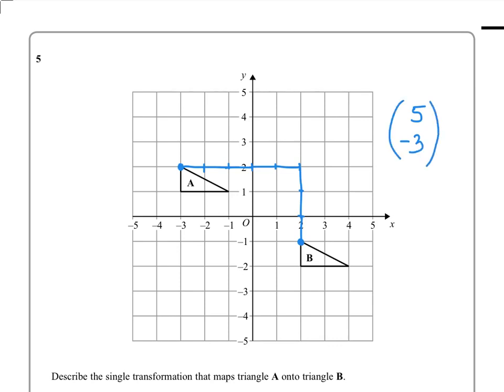Now that's what you'd put down as your answer. You'd say triangle A is translated by the vector 5 minus 3. You wouldn't write 5 minus 3 because all that is a coordinate, 5 along, 3 down, and that would have no meaning in this situation. So this would be the correct answer here.